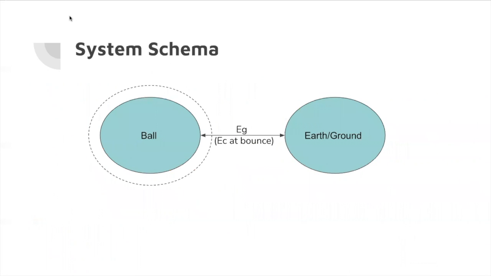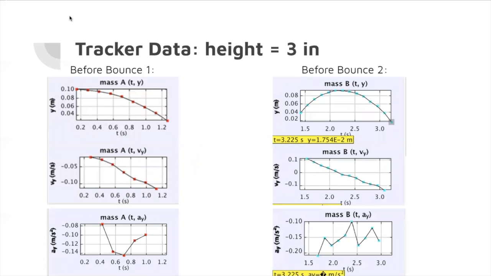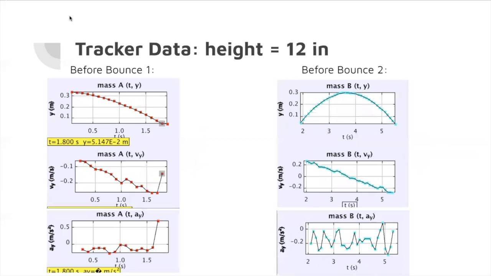For our system schema, you can see our ball interacting with the ground with the force of gravity pulling it down. And here is a screenshot of our tracker window. So for our tracker data, we put in the data of each of the 4 different heights. This is our 3-inch, 6-inch, 9-inch, 12-inch.